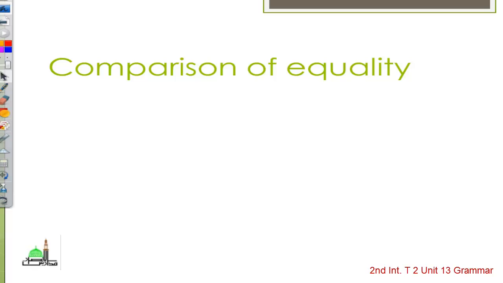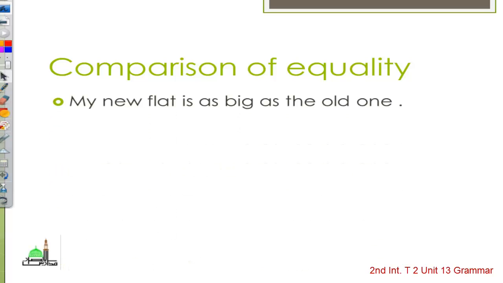Comparison of equality. What does equality mean? If some persons have the same height, the same age, or two cars have the same price, what can I say? Look at this example. My new flat is as big as the old one. Where is the adjective here? The adjective is big. So what can you see? As big as.